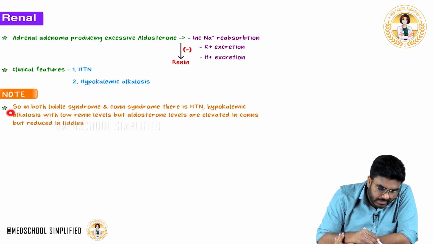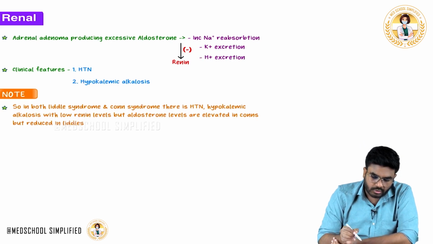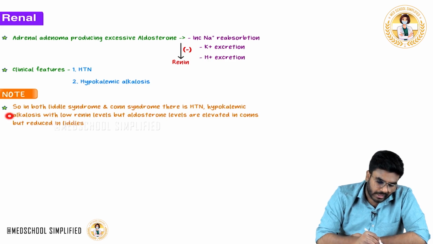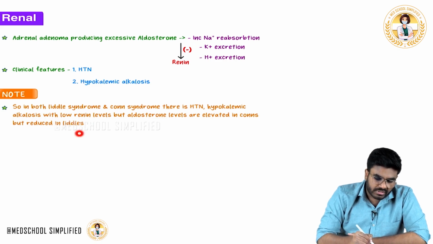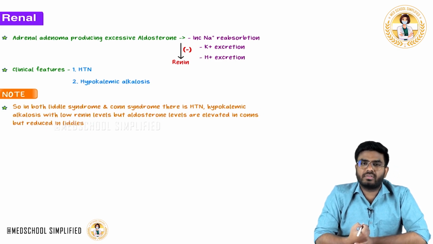Please concentrate, in both Liddle syndrome and Conn syndrome, there is hypertension, hypokalemia and alkalosis, with low renin levels. But what is the difference? The difference is aldosterone levels. Aldosterone levels are elevated in Conn syndrome, but they are reduced in Liddle syndrome. This is the important difference.